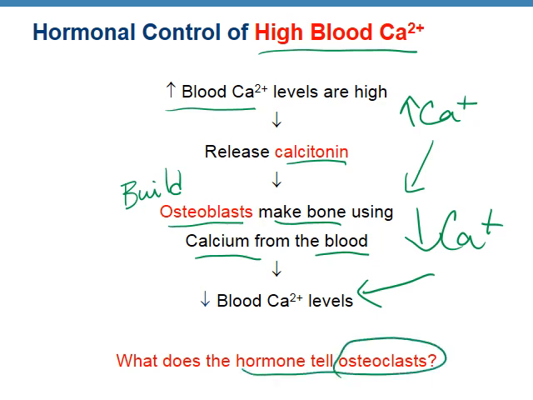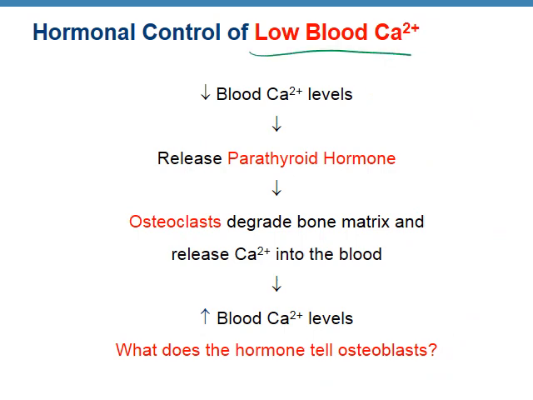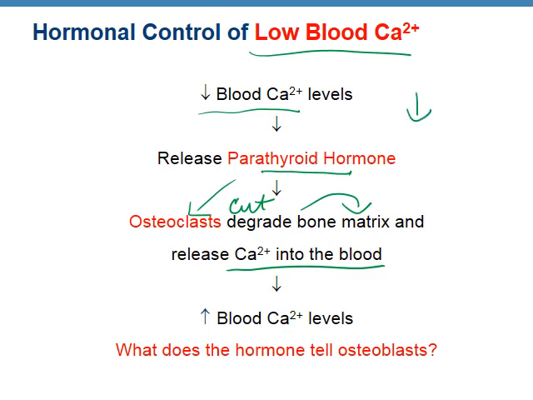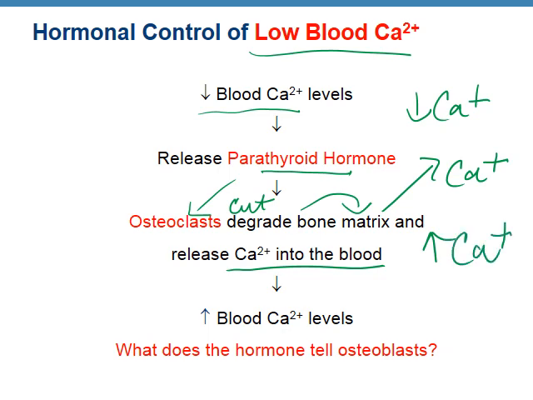The other thing that the hormone can do is tell the osteoclasts to stop cutting, right? Stop cutting bone. Anytime you cut bone down, you release calcium into the bloodstream. Well, calcium is already too high. We don't want to do that. Now we get to look at what happens if you have low blood calcium. So if the blood calcium levels are low, parathyroid hormone is released from the parathyroid. It tells the osteoclasts, remember these cut bone, to break bone down and release calcium into the blood. So if you had low calcium, we break bone down and we add calcium to the blood, so we bring the calcium level back up.